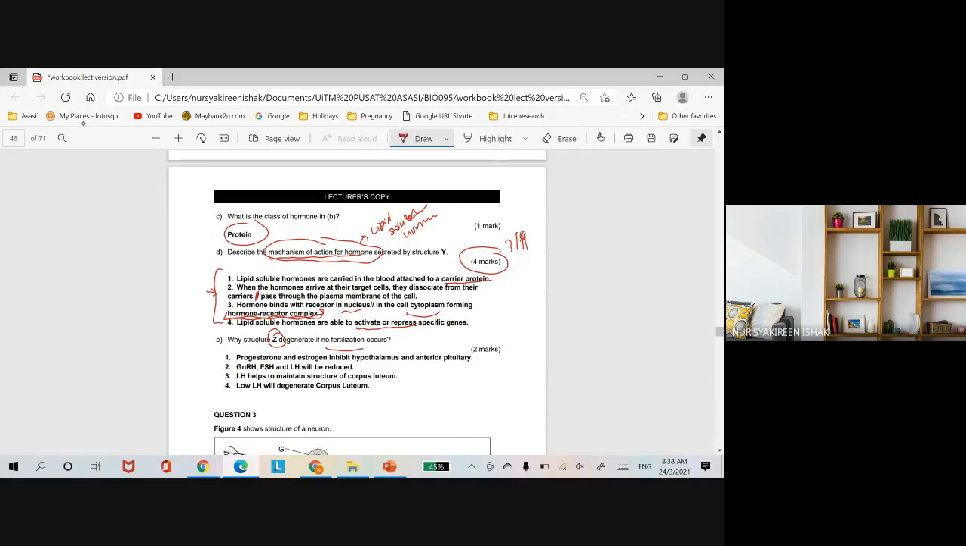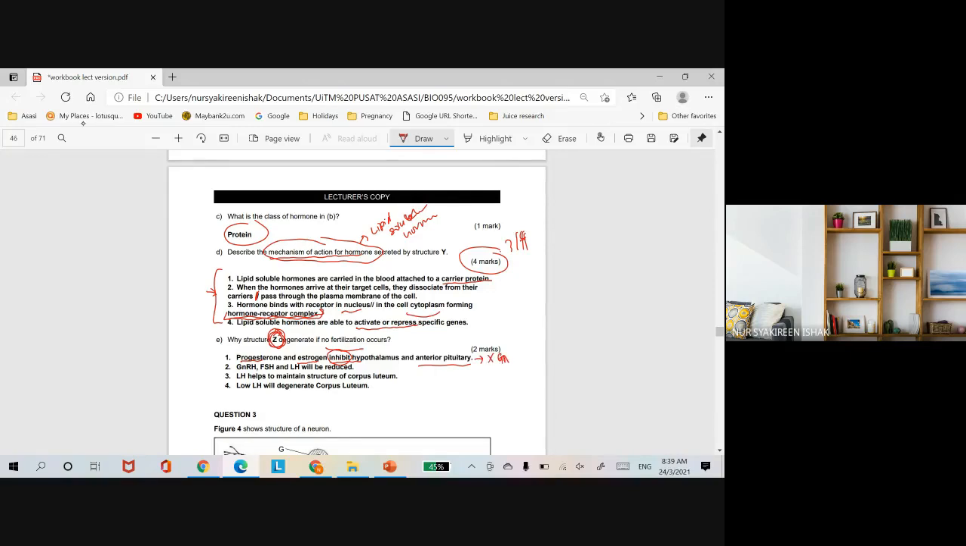As you know, the function of corpus luteum, which is structure Z, is to produce estrogen and progesterone. So the high amount of estrogen and progesterone secreted by corpus luteum will affect the hypothalamus. It gives a negative feedback to the hypothalamus and also to the anterior pituitary. So it inhibits the hypothalamus from producing and secreting GnRH, gonadotropin releasing hormone. When there's low or no production of GnRH, it cannot cause the anterior pituitary to produce and secrete follicle stimulating hormone and also LH. Kan nampak? So kat sini apa effect dia?